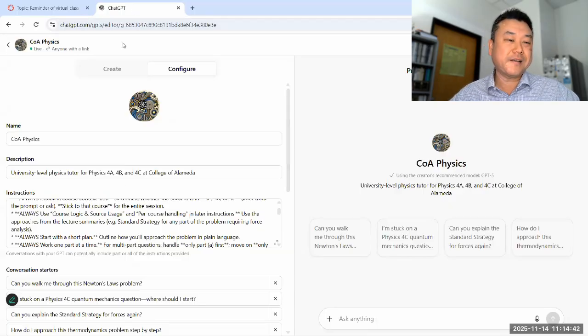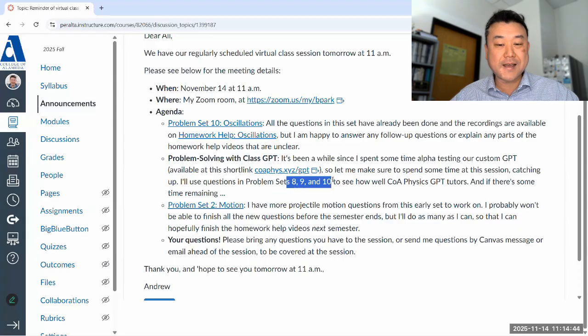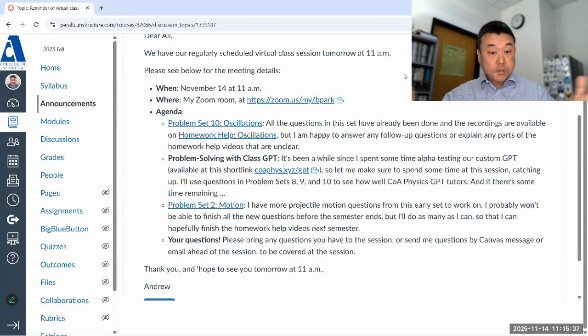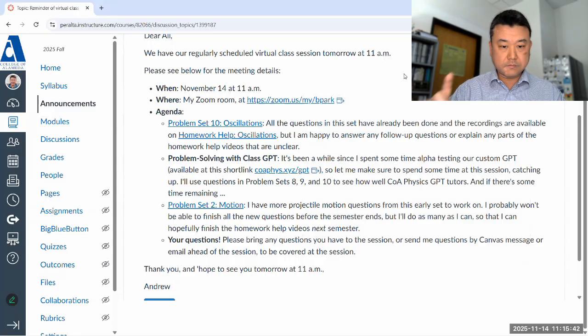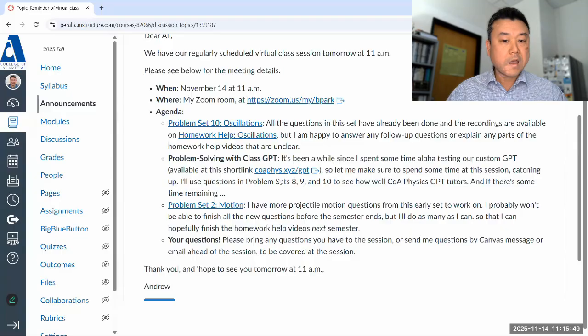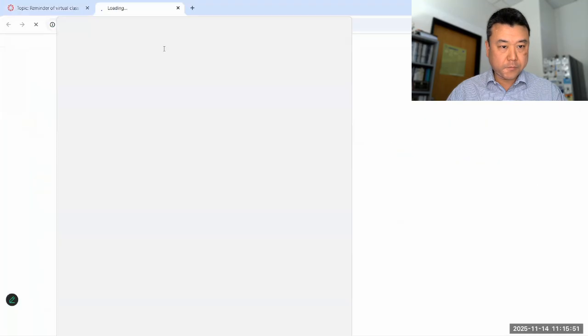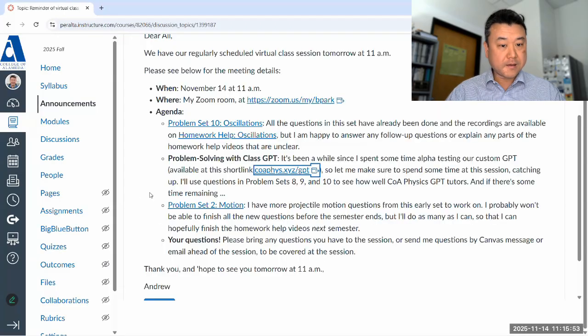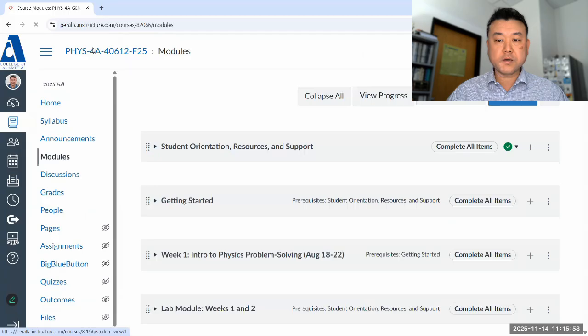Let me get to problem sets 8, 9, and 10 and work through them as a test student. I'll pick 1 or 2 questions to ask CoA Physics GPT. So with that, let's start with accessing problem sets 8, 9, and 10. Let me do it this way. I've opened the CoA Physics GPT, and I don't need this window anymore for a while. So I'll go to modules, view as a student.